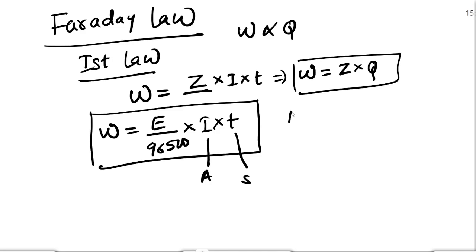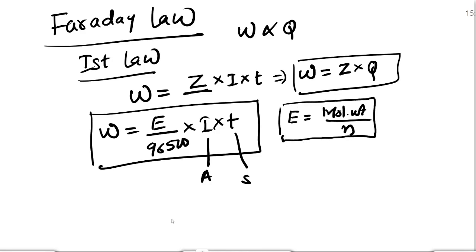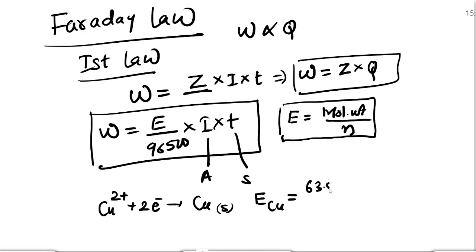and equivalent weight is molecular weight divided by N, number of electrons gained or lost. For example, if we have copper, then what is its equivalent weight? Molecular weight of copper divided by 2.